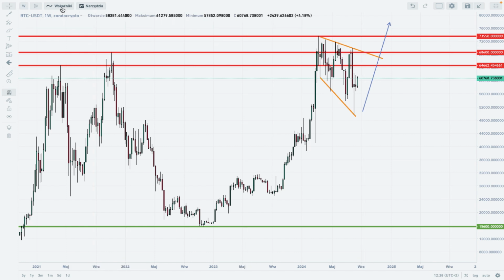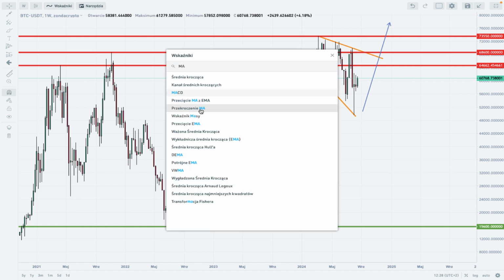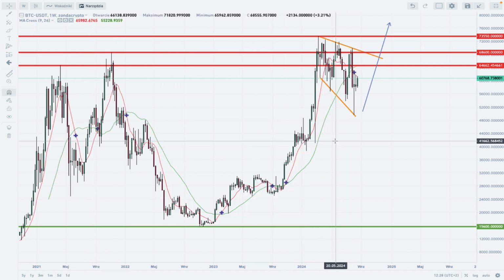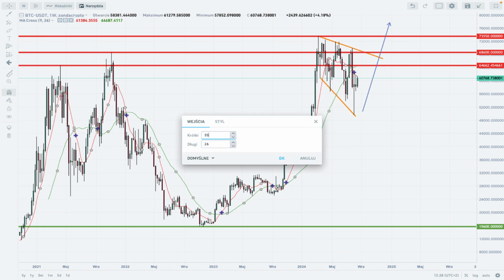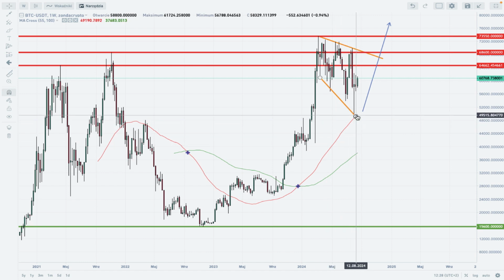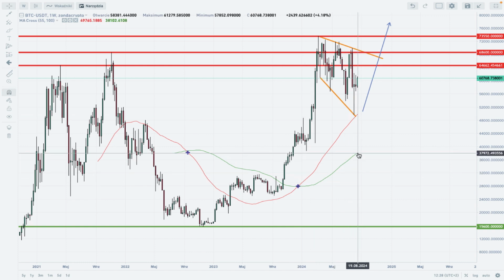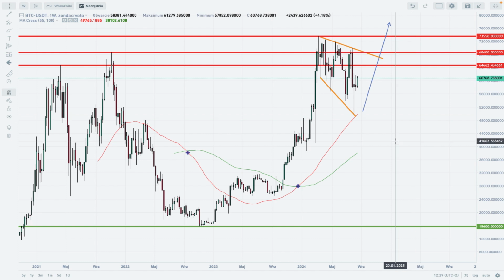If we apply one indicator, which is moving average, let's say we apply short-term moving averages, 9 and 26, but those are not really the ones that I want to apply. I want to apply 55 weeks and 100 weeks. If we apply these moving averages, you can clearly see that we are just starting to bounce from the 55-week moving average, and the 100-period moving average is still way below the price. So the outlook remains bullish.